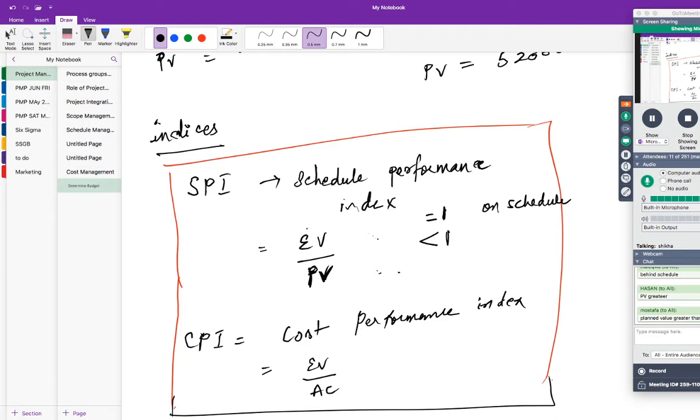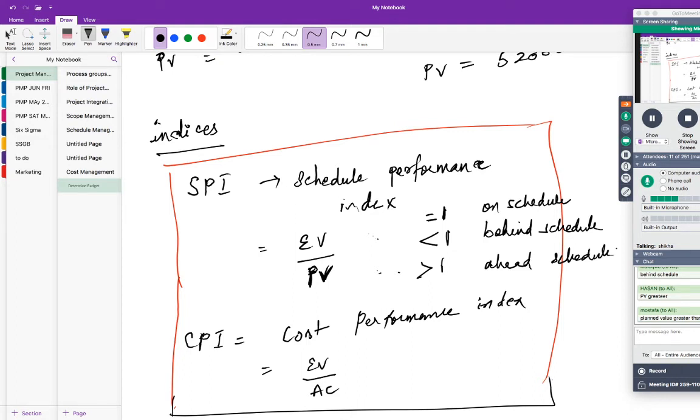So what does it mean? Your accomplished work is less, where your planned work is more. In the sense, the work scheduled is more. You have so much work to do, but you have only completed less than the work planned. So then you will get less than 1, which means you're behind the schedule. The opposite case, which is greater than 1, this is good. I mean, ahead of schedule.